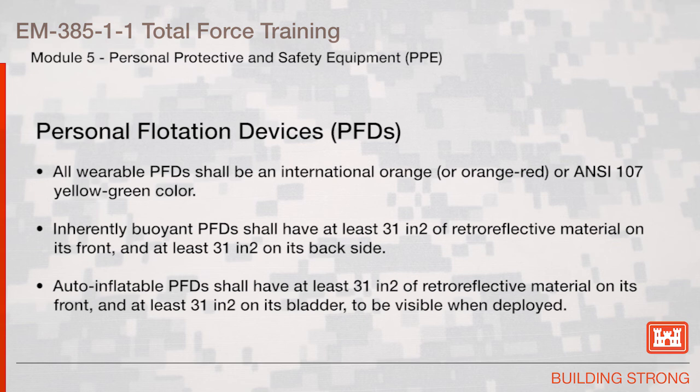All wearable PFDs shall be in international orange or orange red or ANSI 107 yellow-green color. Inherently buoyant PFDs shall have at least 31 square inches of retroreflective material on its front and at least 31 square inches on its backside. Auto-inflatable PFDs shall have at least 31 square inches of retroreflective material on its front and at least 31 square inches on its bladder to be visible when deployed.